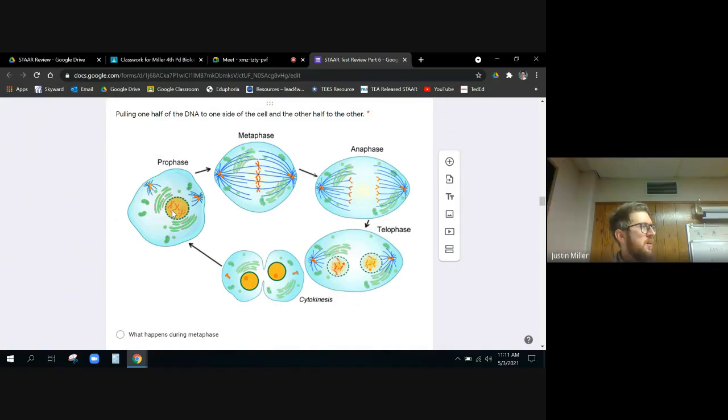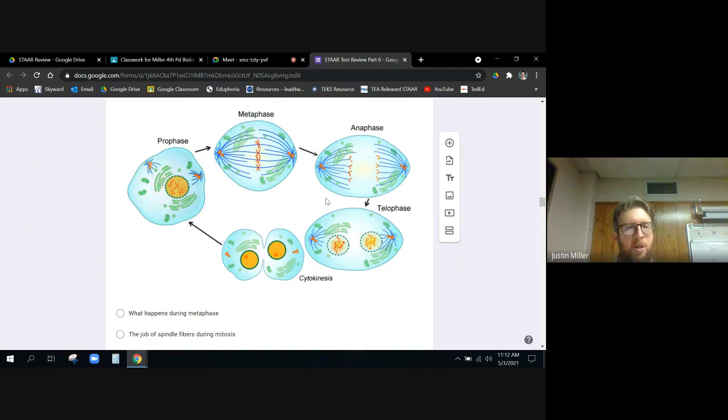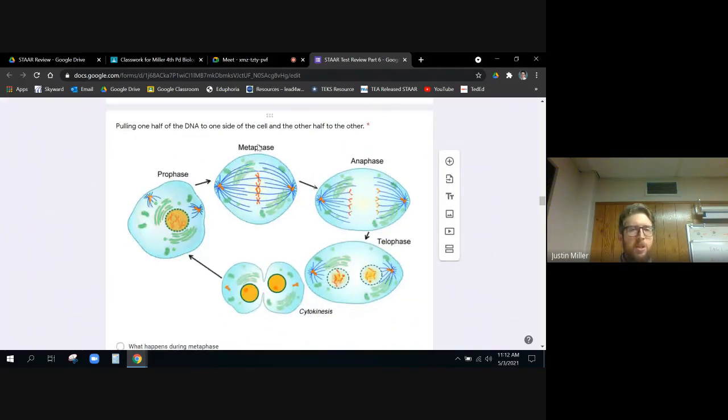PMAT, right? So we've got a bunch of these. We got GCAT, GCAU, PMAT, right? So we got all these things, and you just have to remember, these are shorter ways to remember larger, more complex things. So when I say pulling one half of DNA to one side of the cell and the other half to the other, where is that happening? Which of these 4 stages is that happening in?